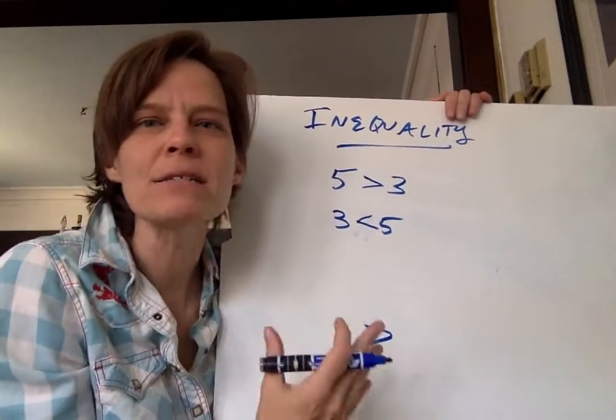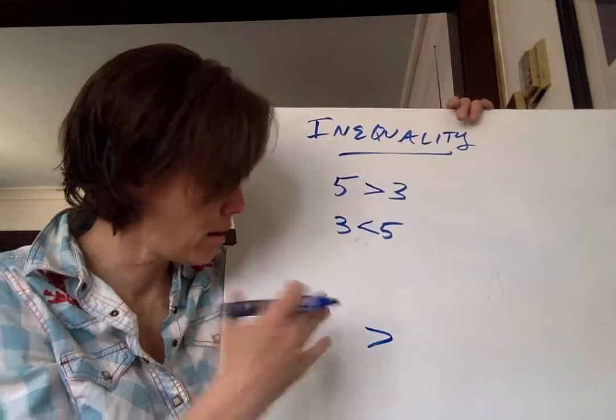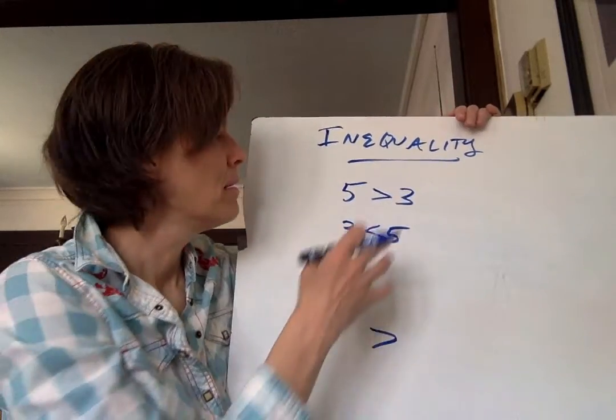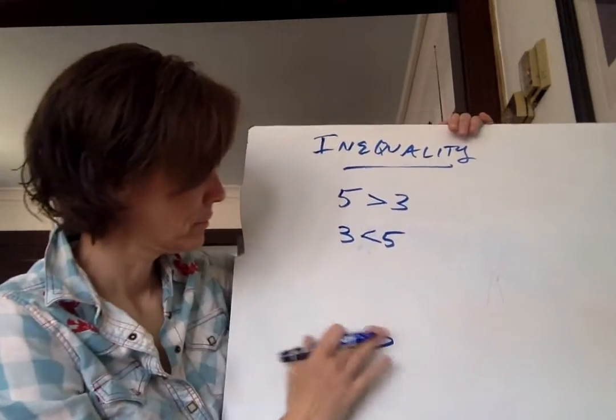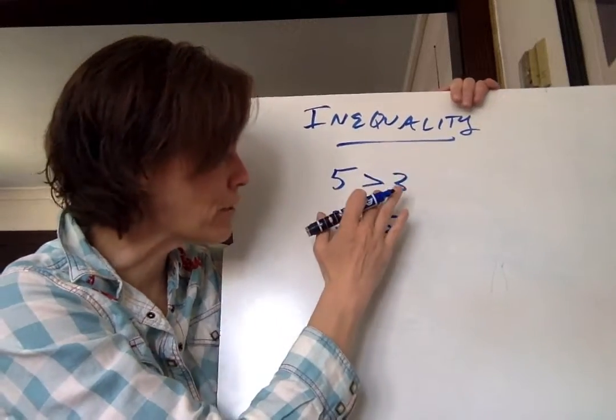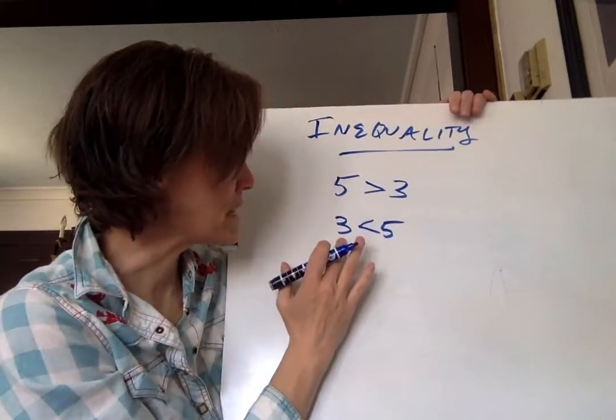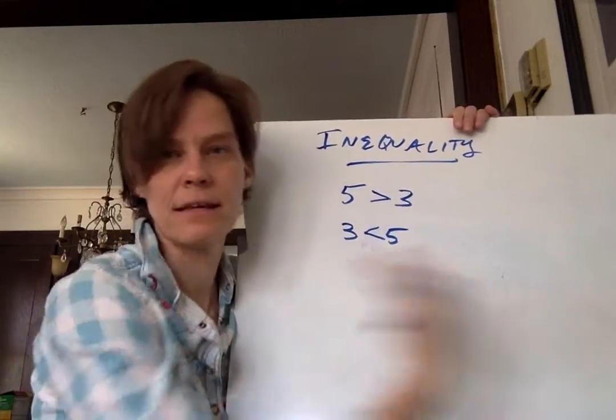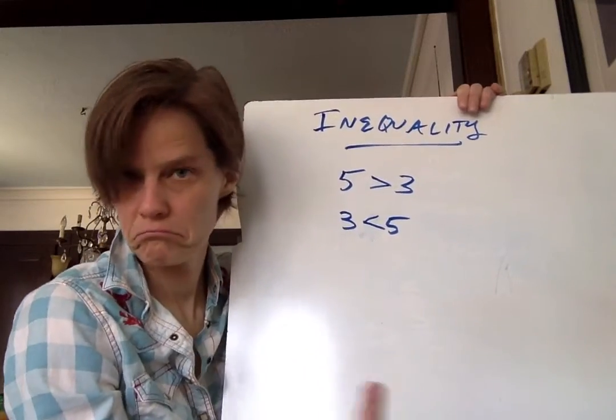Why? Don't waste brain space on identifying that right away. Put it in the context. 5 is greater than 3. 3 is less than 5. It's a sentence. Okay? Pretty simple.